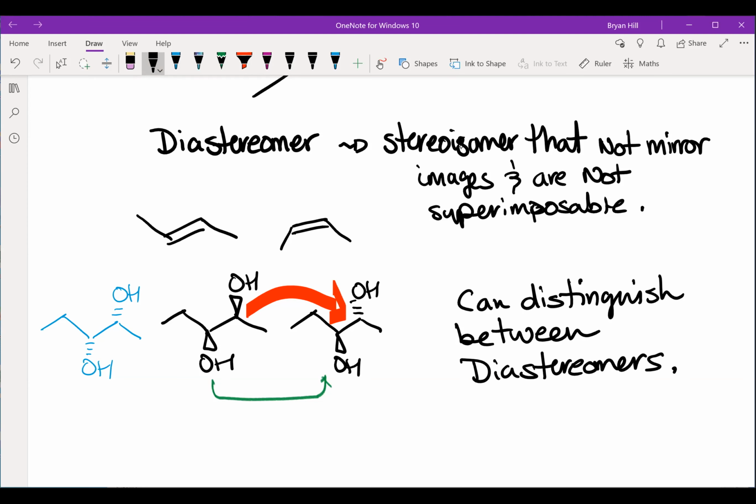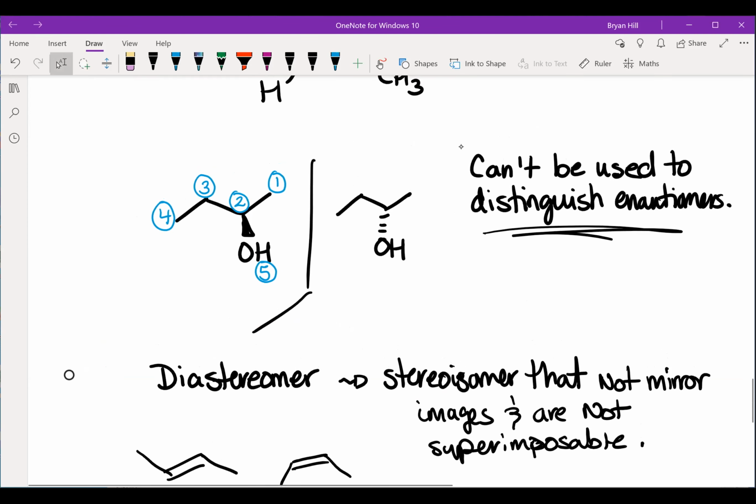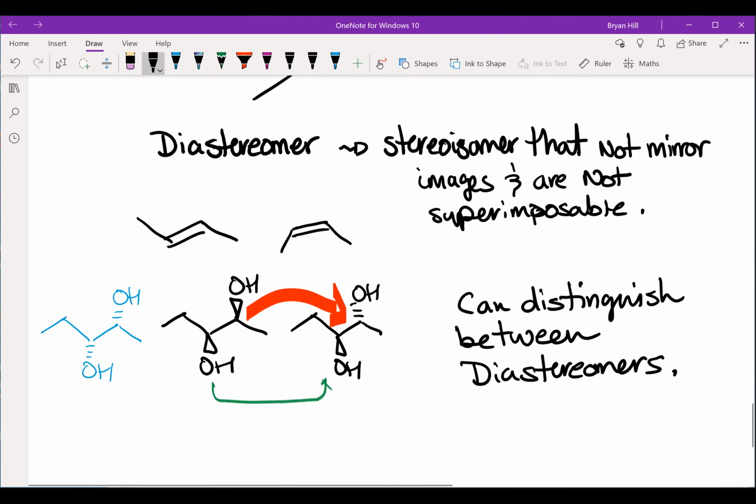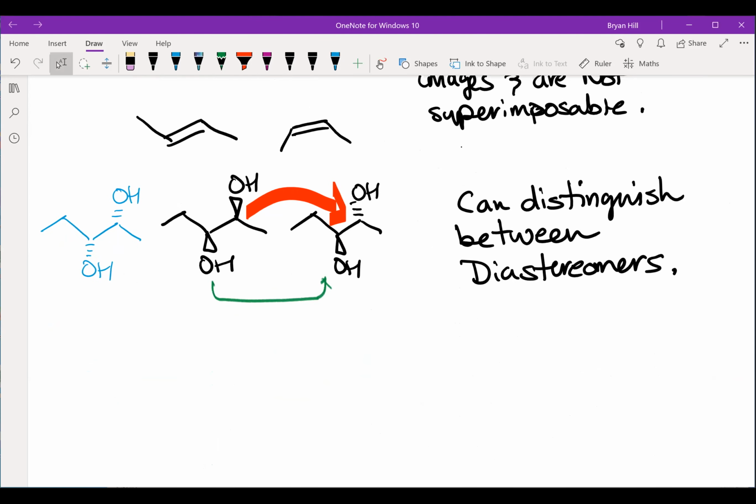So with enantiomers, the NMR spectra will look the same, but with diastereomers, they can be quite different. So that's one of the interesting points to this.